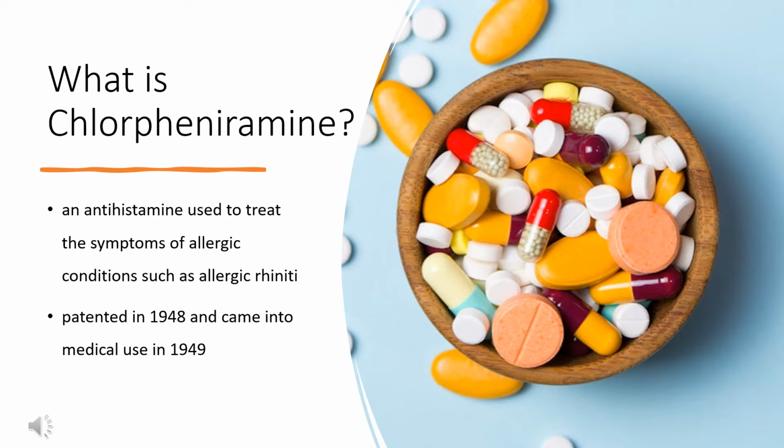What is chlorpheniramine? Chlorphenamine, also known as chlorpheniramine, is an antihistamine used to treat the symptoms of allergic conditions such as allergic rhinitis. It is taken orally. The medication takes effect within 2 hours and lasts for about 4 to 6 hours. Common side effects include sleepiness, restlessness, and weakness. Chlorpheniramine was patented in 1948 and came into medical use in 1949. It is available as a generic medication and over-the-counter.